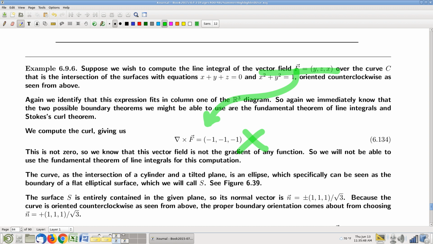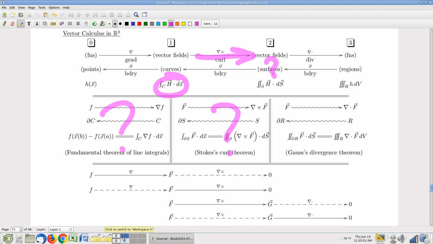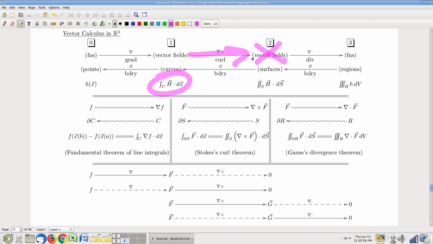Now, right away, I know what that means. I know right away because, according to the diagram, looking at this line integral, I took the curl, I got not 0. That means that there is no anti-gradient. I cannot use the fundamental theorem of line integrals. So don't bother trying to find an anti-gradient. It's not there. Everybody on board? Okay.